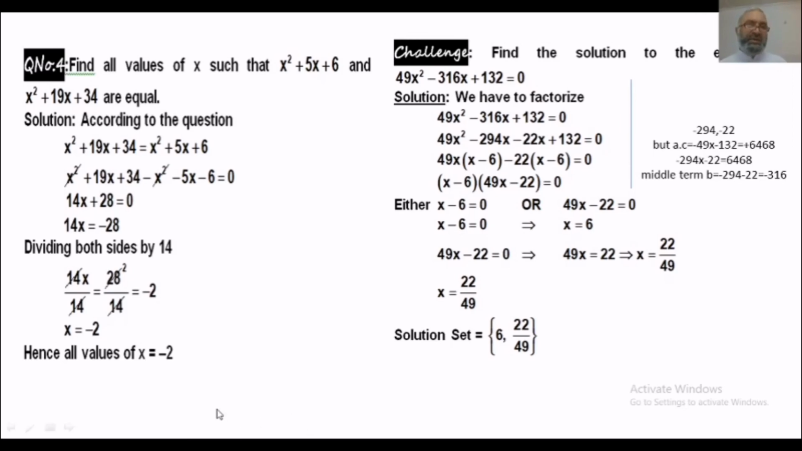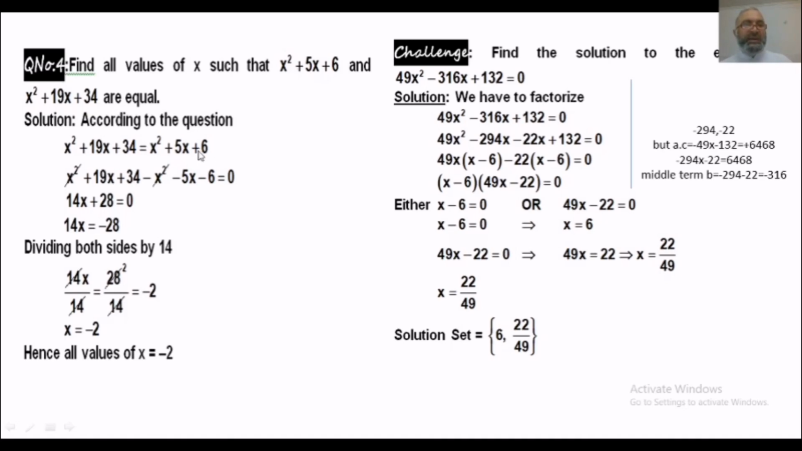Next is question 4. Question 4 is: find all values of x such that x squared plus 5x plus 6 and x squared plus 19x plus 34 are equal. Two algebraic expressions are given such that they are equal. So according to the question, both are equal, so we write them as equal: x squared plus 19x plus 34 is equal to x squared plus 5x plus 6.